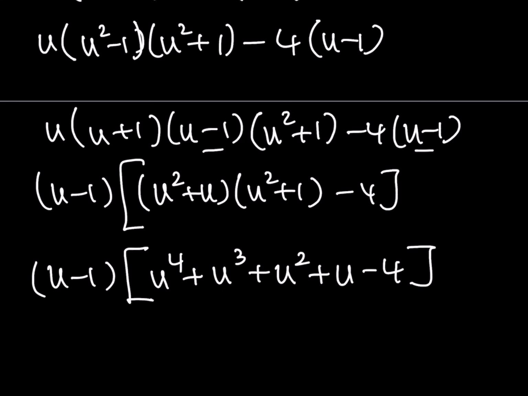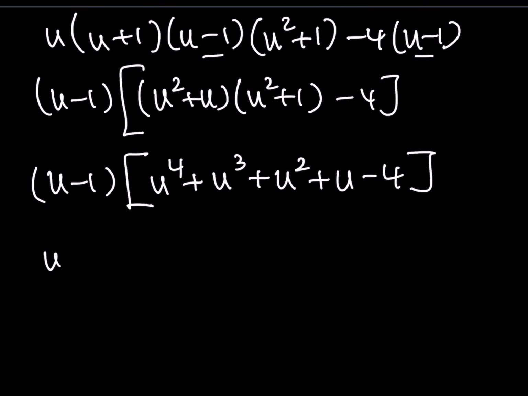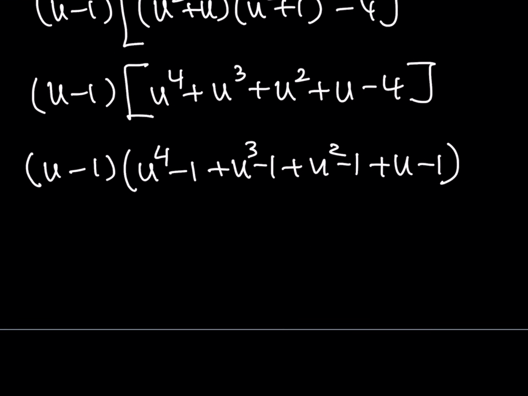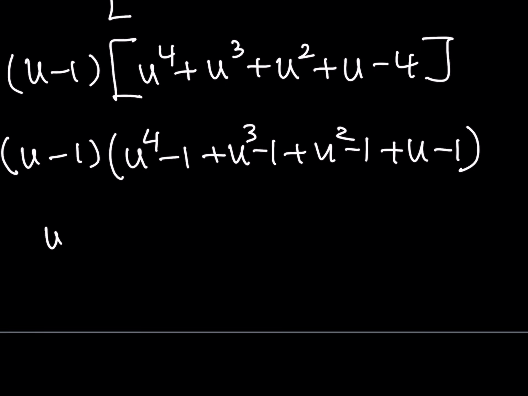Why is it interesting? Well, because if you look at the sum of the coefficients, it's 1 again. So we're going to be able to factor this again, but how are we going to factor it? Like this: u to the 4th minus 1, u cubed minus 1, u squared minus 1, and finally u minus 1. Notice that they all have u minus 1. At the end, I'm going to set it equal to 0. Don't worry about the zeros, I don't want to keep writing the 0.